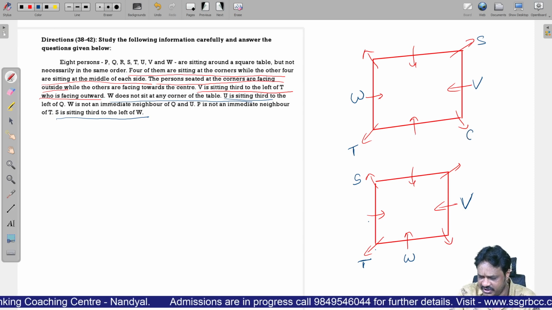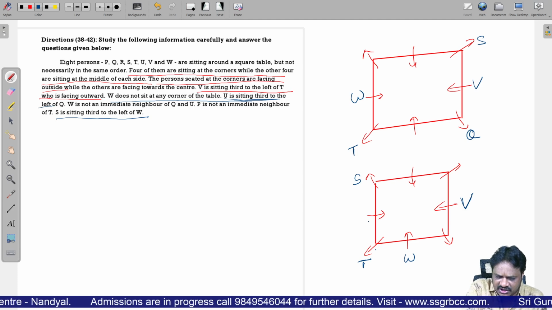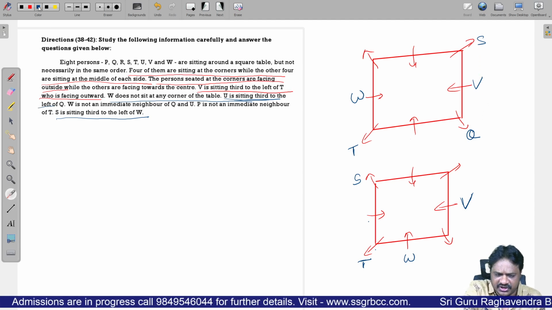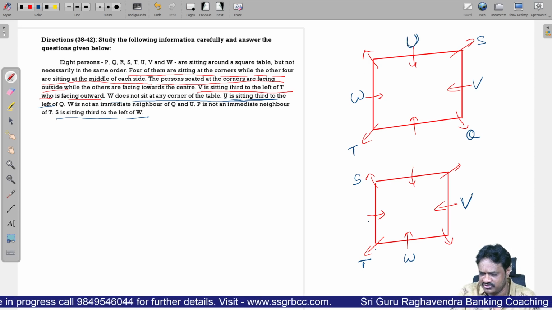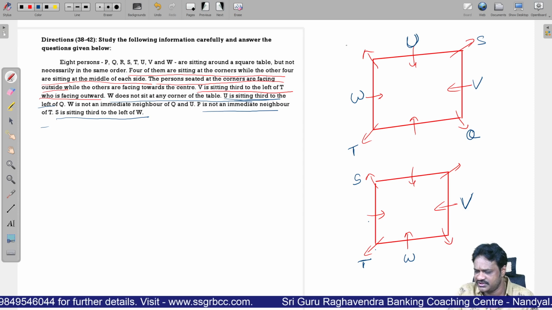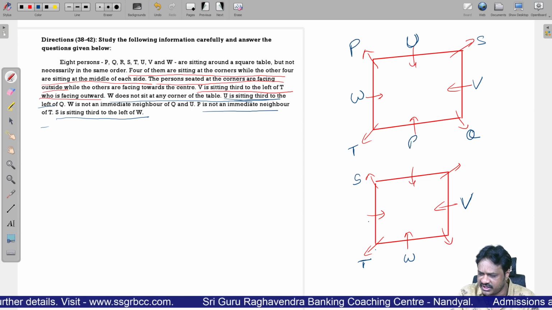Now, here if I write Q, U is sitting to the left of Q. 1, 2, 3. Here you can write U. And U is not the neighbor of W. P is not the neighbor of T, so P will come here. Here we will get R.